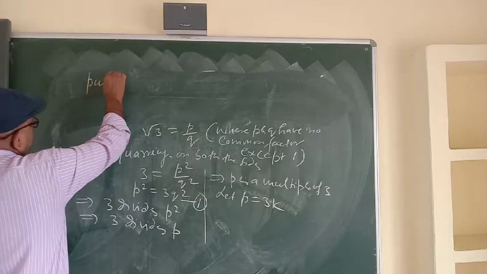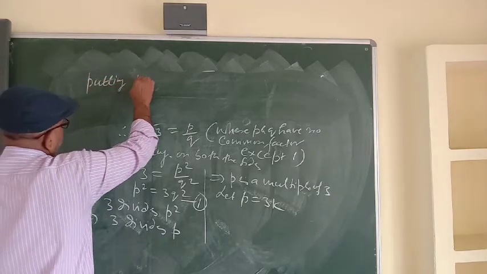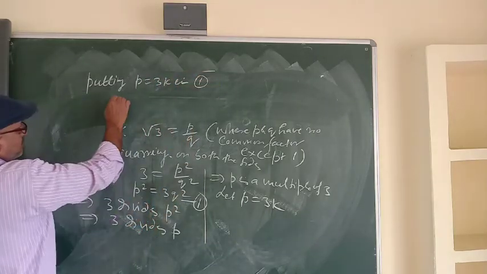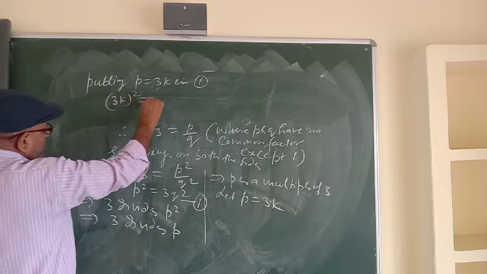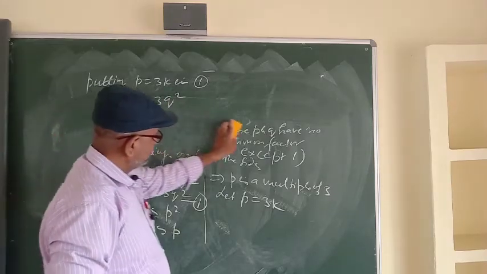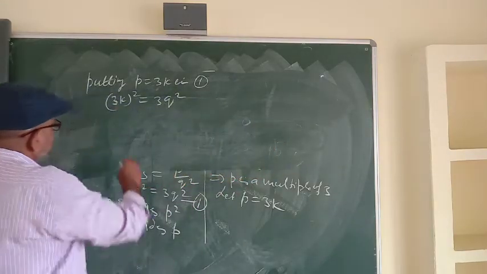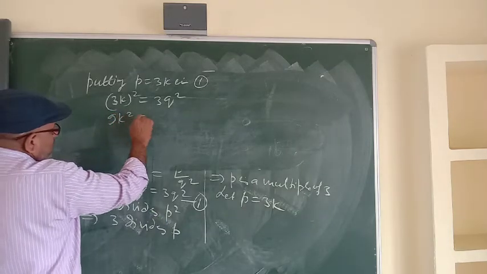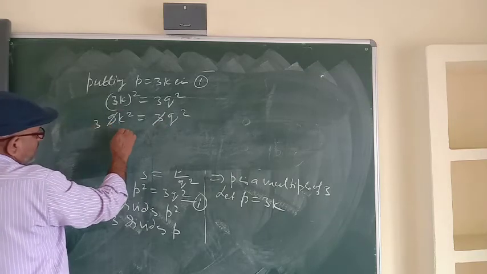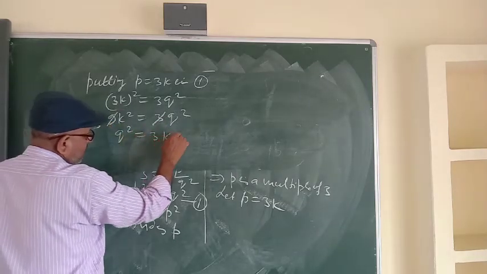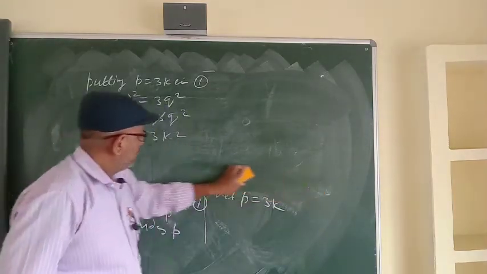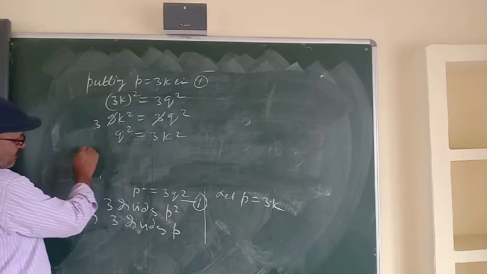So putting P is equal to 3K in first. So it is (3K) whole square is equal to 3Q square. (3K) whole square means 9K square. 3Q square, divide both sides by 3. So Q square is equal to 3K square.